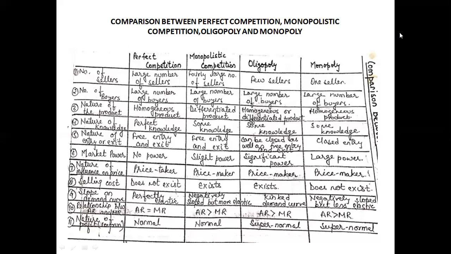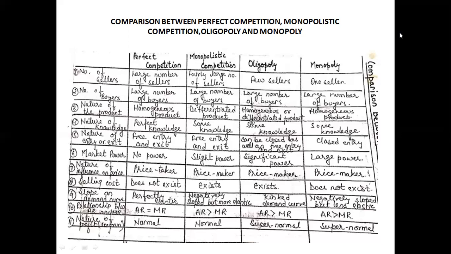Then on the basis of nature of entry and exit, in perfect competition, free entry and exit. In monopolistic also free entry and exit. In oligopoly can be closed as well as free entry and exit, and in monopoly there is closed entry.